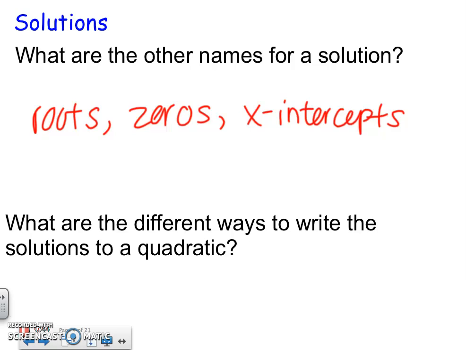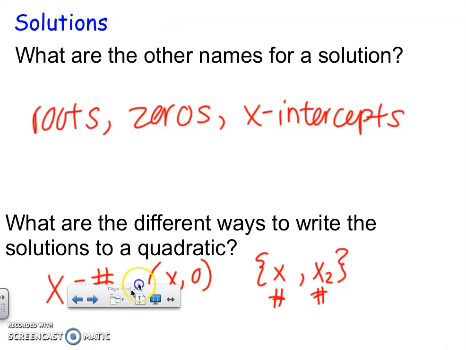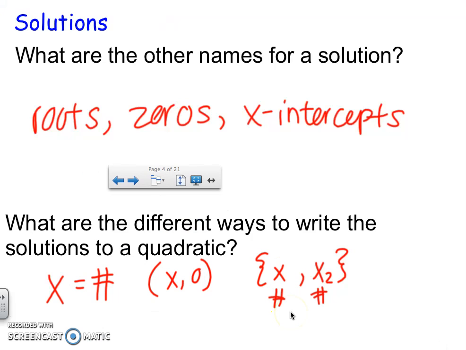So what are the different ways we can write solutions to a quadratic? Remember, we can write x equals a number. We can write them as an ordered pair, where x comma 0, or you could write them with squiggly brackets, like here's an x value, and here's another x value, okay? So that's a number, and that's a number. So again, you can write x equals a number. You can write them as an ordered pair with a 0 for the y, or you could write squiggly brackets around your solution set, okay?